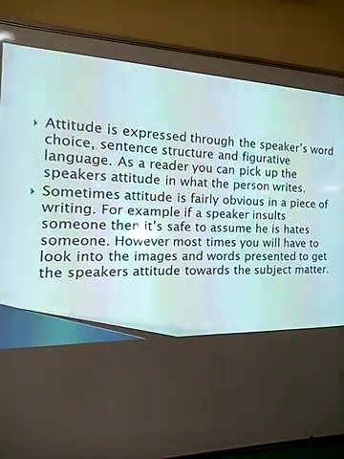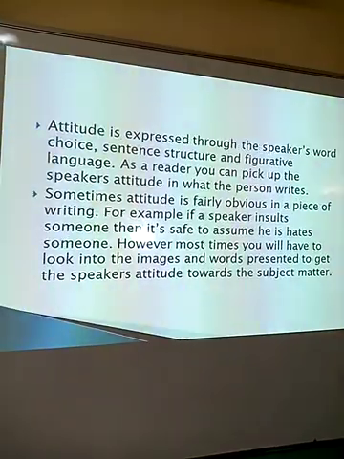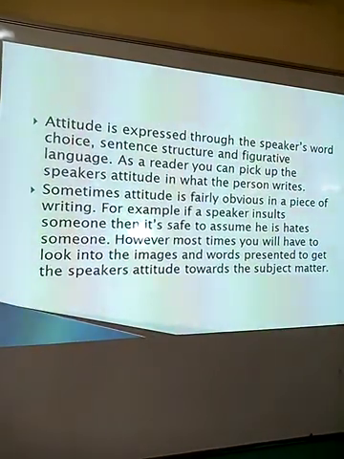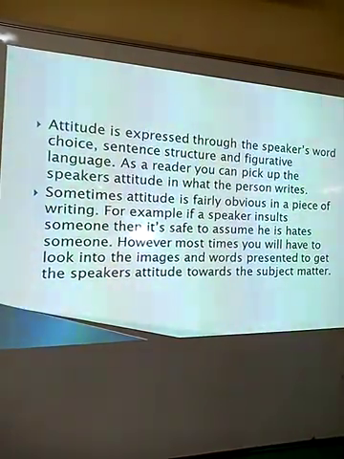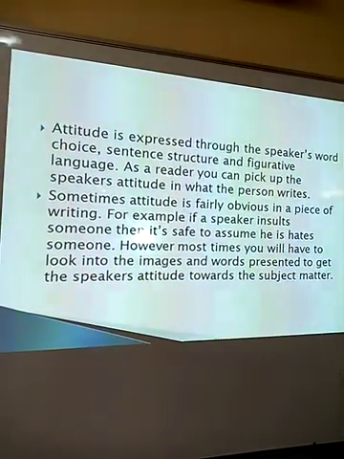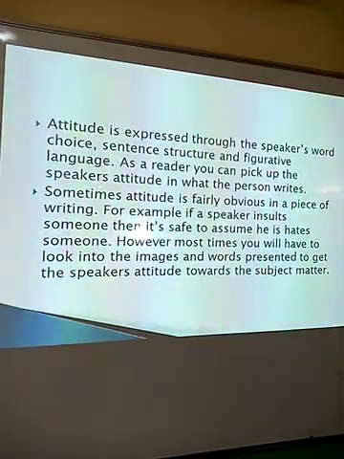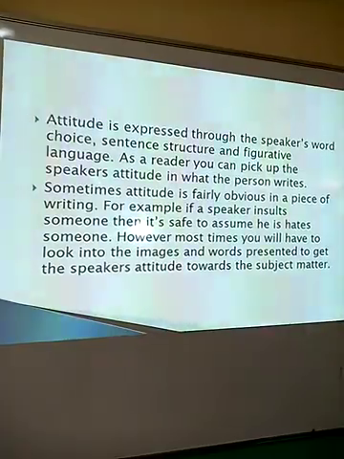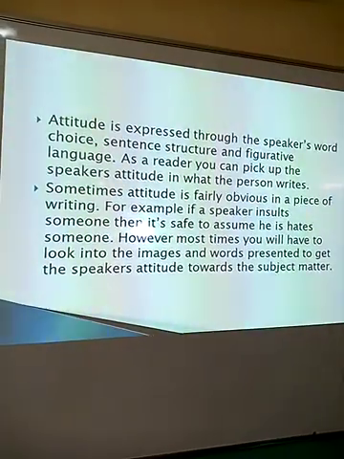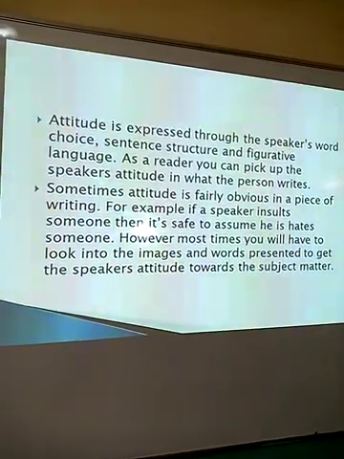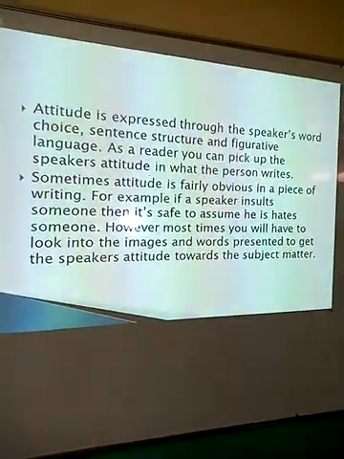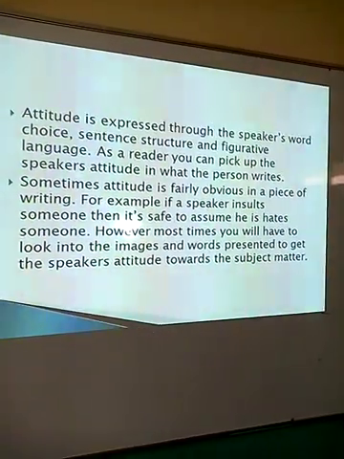However, most of the time in other writings or other literary items, you'll be forced now to look at the images used by the writer or the choice of words by the writer to help you arrive at the attitude. It simply means, what does the speaker feel about what he's talking about? If he's addressing death or addressing corruption, what does he feel about that topic that he's discussing?